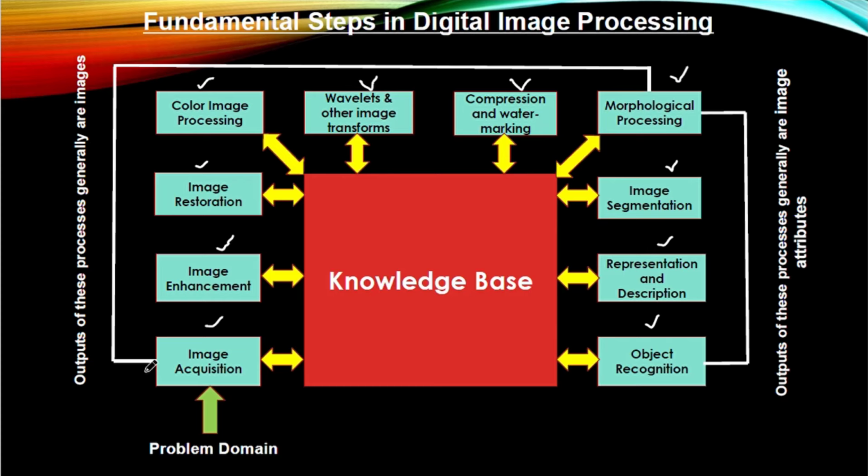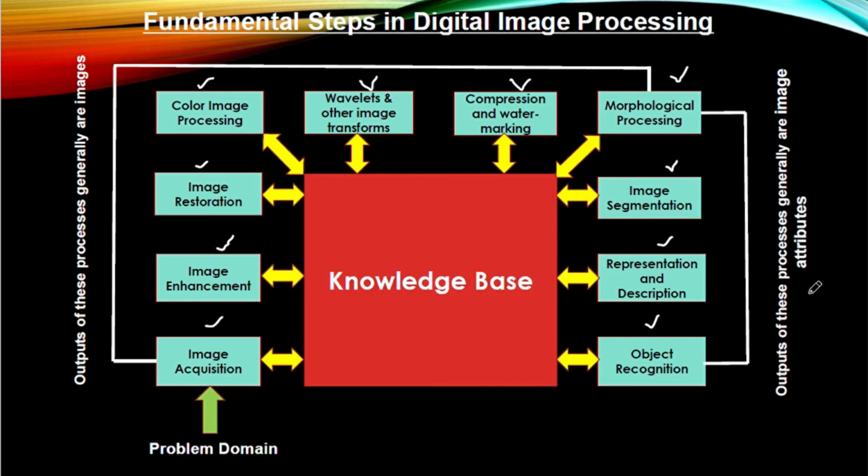Okay, and see here, yes, outputs of these processes generally are images. See here, I've marked from this image acquisition to morphological processing. Yes, for all these steps, the outputs are images. Inputs are images and outputs are images. And for these four, outputs of these processes generally are image attributes.